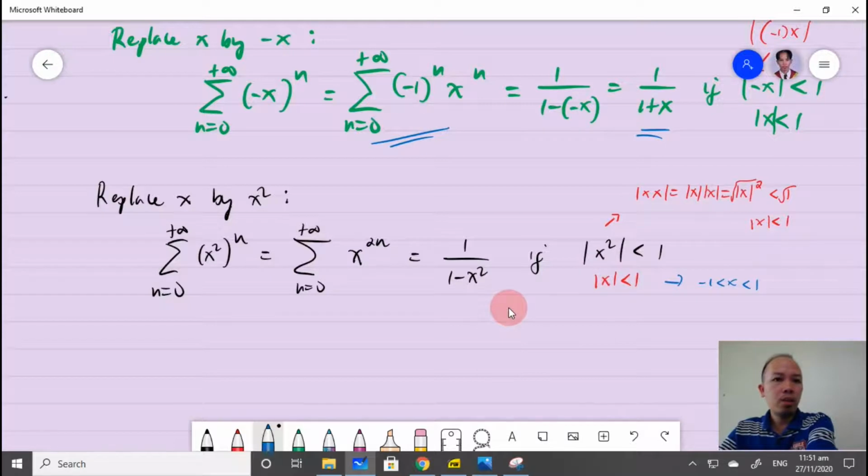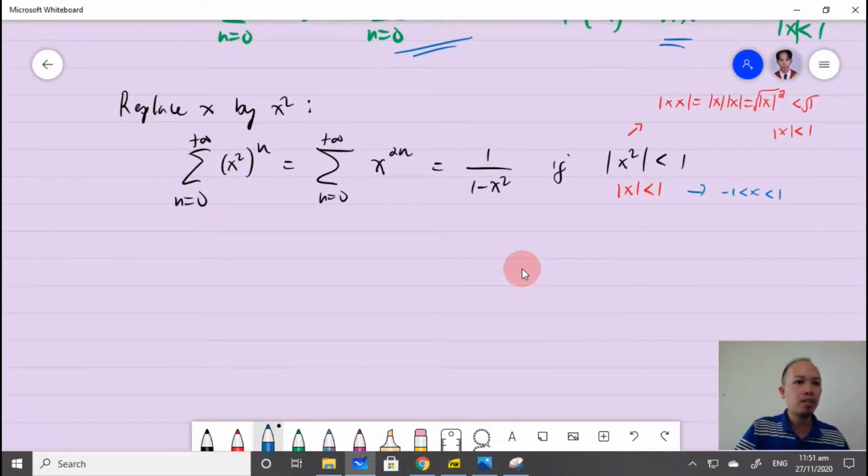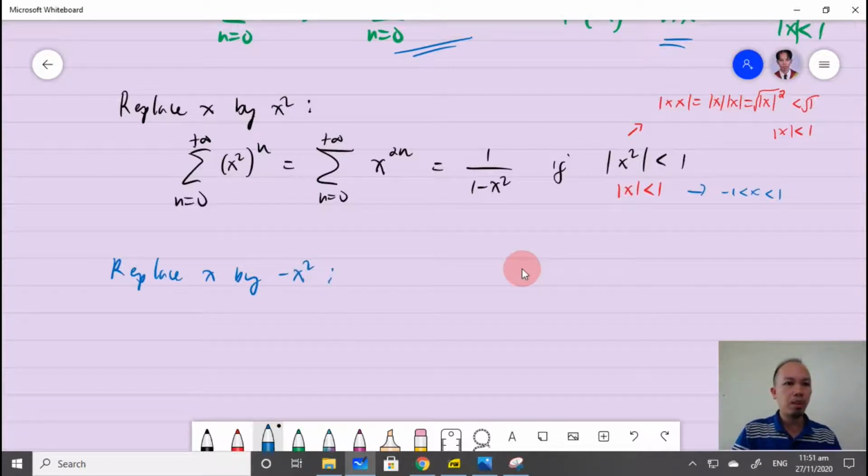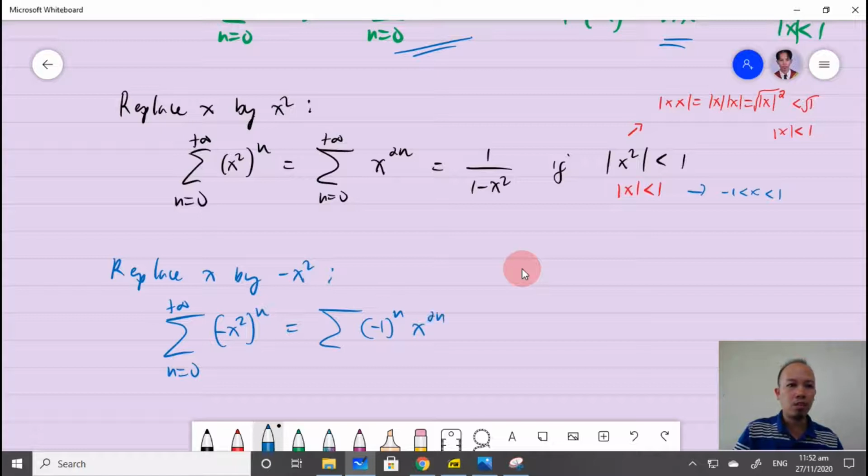So let's have one more. Let's replace x by, for example, negative x squared. If you replace x by negative x squared, this will become the sum of negative x squared to the power of n, where n starts from 0 to positive infinity. If you simplify this, you can have negative 1 to the n, x to the 2n, where n starts from 0 to positive infinity.